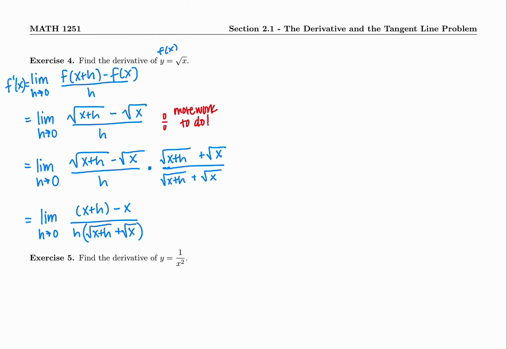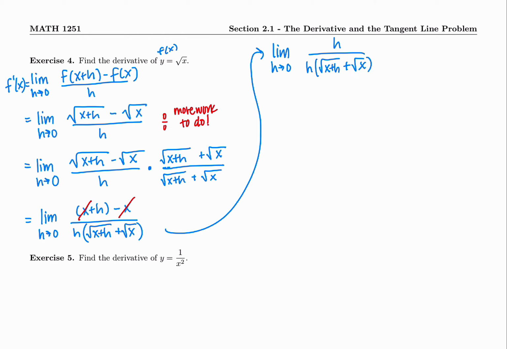Okay, so now I notice this positive x and that negative x are going to cancel when I add them together. So this is the limit as h approaches 0. I only have an h left on top now, and on the bottom I have h times square root of x plus h plus square root of x, which is nice because I finally get those h's to cancel, which, remember, was my goal, because then I'll be able to plug in. So this is the limit as h approaches 0 of now just 1 over square root of x plus h plus the square root of x.